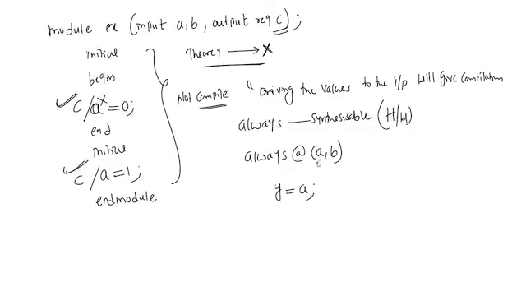In the sensitivity list, I gave A and B, but here I am giving Y equal to A only. So, will this code compile? This code will not compile. Why? Because here you assign two values in the sensitivity list, A comma B, but you are using only one.